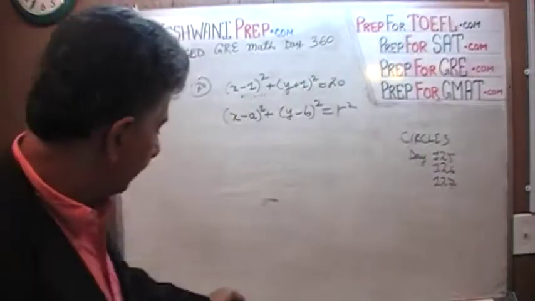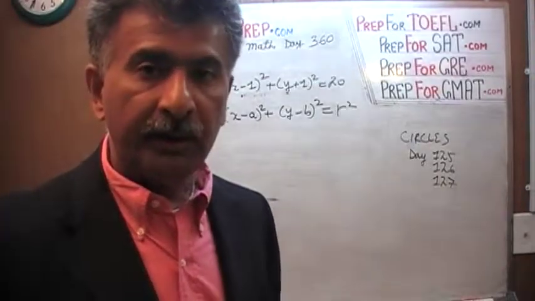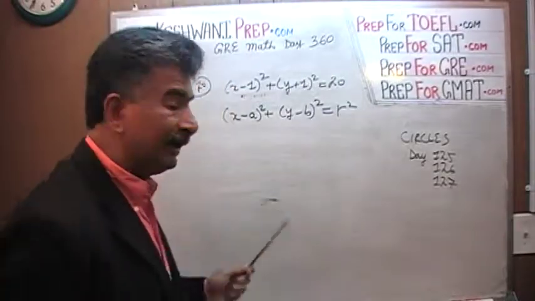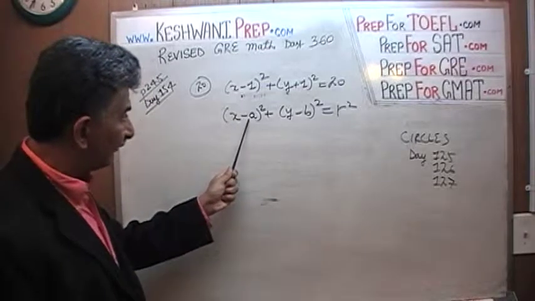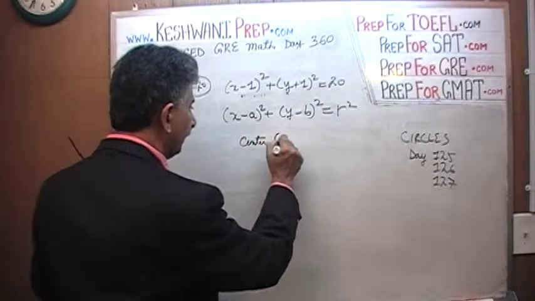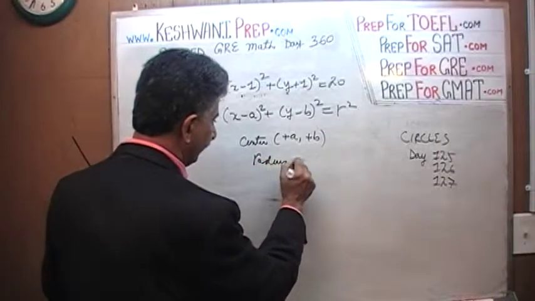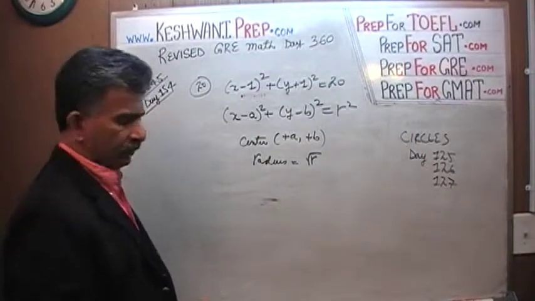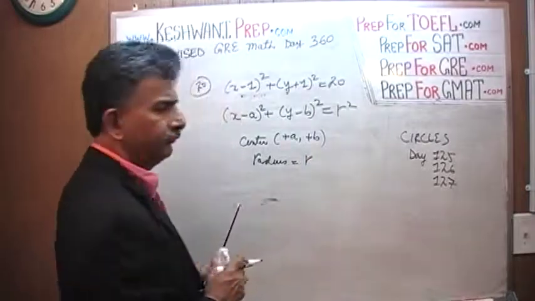If you watch those three videos, you will have an intuitive understanding of it, and that will help you a great deal in grasping what it is all about and why, and you will understand why the center of this circle, even though it says x minus a and y minus b, is actually positive a and positive b. The radius is the root of r squared. Radius is r. That's all.